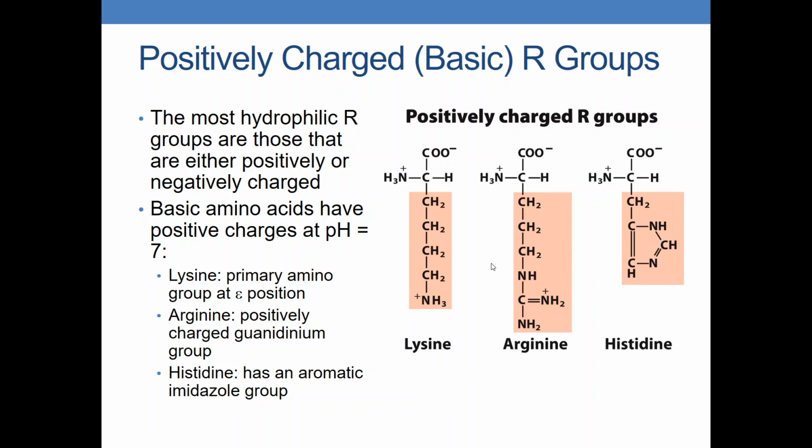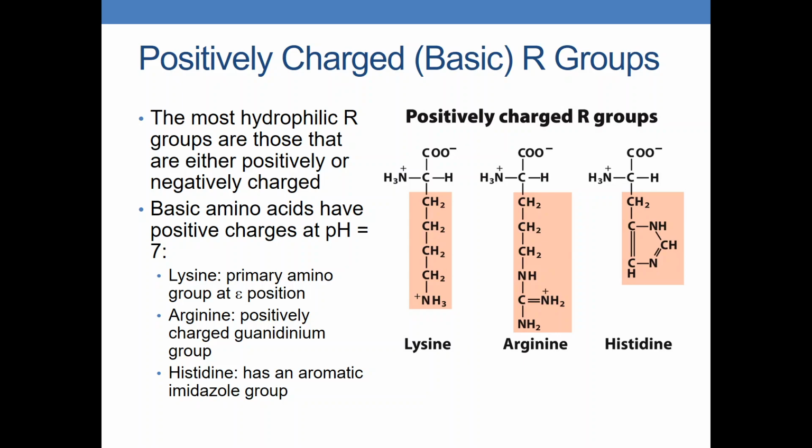So lysine, shown here on the far left, has a primary amino group at the epsilon position of this aliphatic side chain. You'll see 1, 2, 3, 4 methylene groups and then a primary amine. Now remember, I called this the epsilon position. Alpha carbon, beta carbon, gamma carbon, delta carbon, epsilon carbon. So my primary amine here is attached to my epsilon carbon.